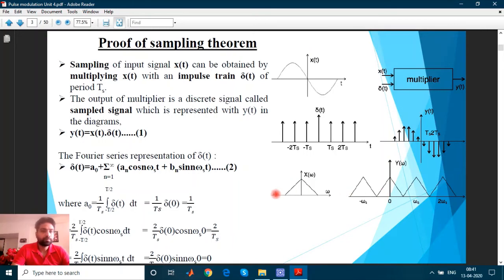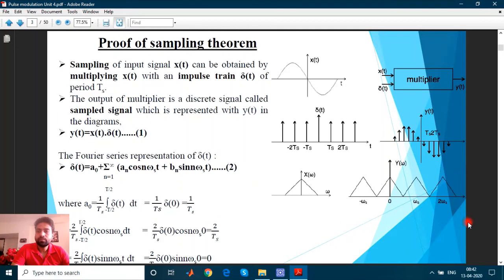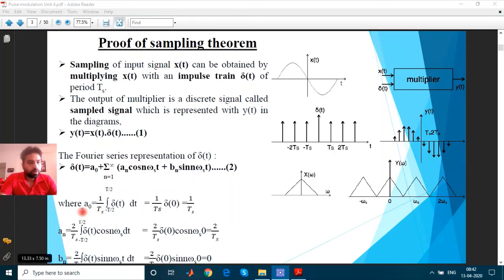Now coming back. As we have already discussed, basically this is delta(t), and delta(t) can be represented like this. As we know we have the Fourier series expansion, we can find the values of a naught, an, bn and so on. These are all basically by definition. From the definition of the Fourier series, one can have a naught equals 1 upon Ts, integral from minus T by 2 to T by 2 of delta(t) dt.